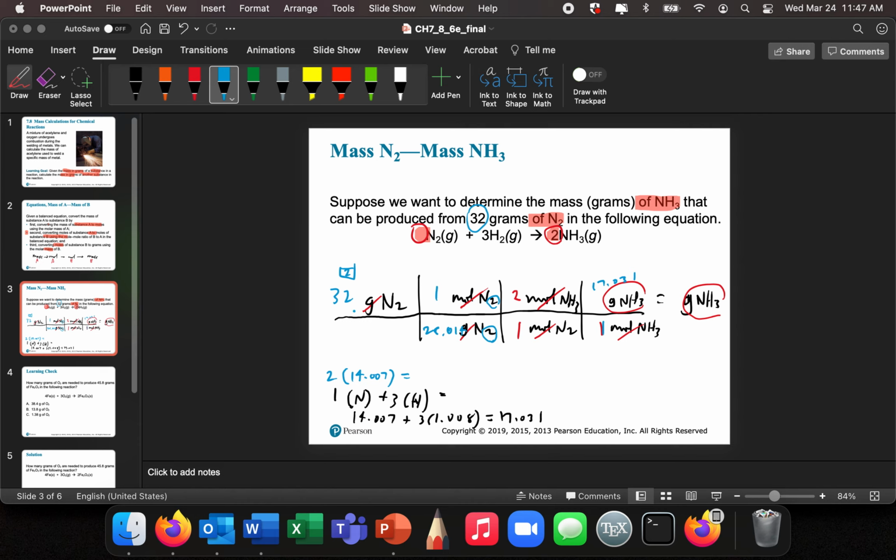$32 divided by 28.014 times 2 times 17.031. Enter. And I get 38.9. 38.9 grams of ammonia. I have to report this to 2 sig figs, right? Because these all had more than 2 sig figs. These were exact. But the other measurements had more. So this is going to be 39 grams of ammonia.